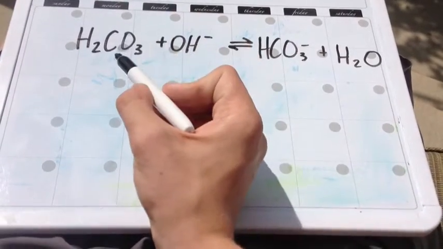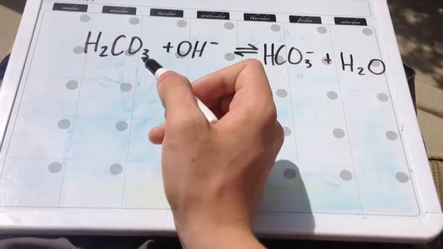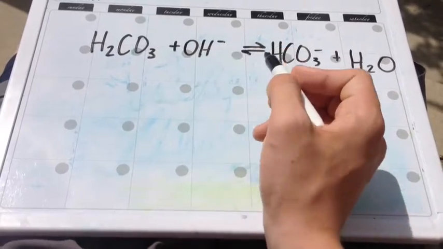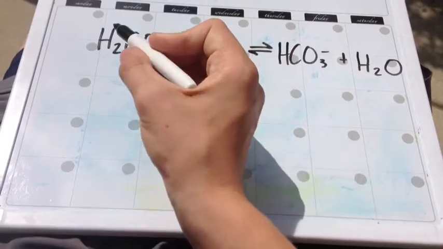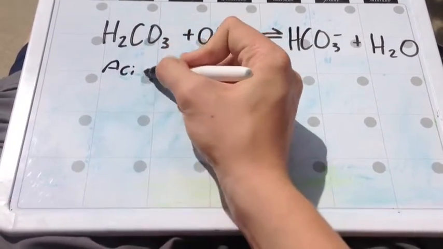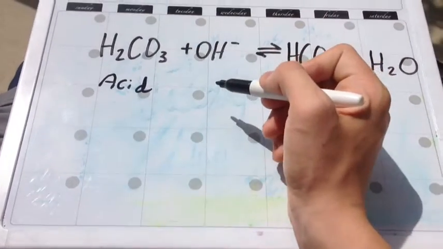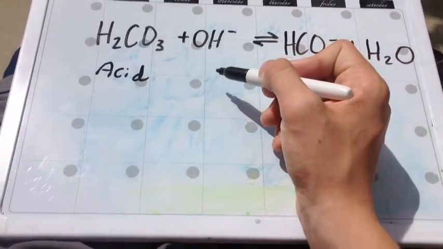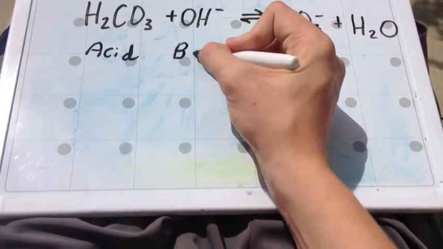Since this one is giving hydrogen, it has more hydrogen, 2 hydrogen, and that one only has 1 hydrogen. That is going to show that this is an acid. And this right here, what does that have to be? There's an acid, so there has to be a base. So we know that's a base.